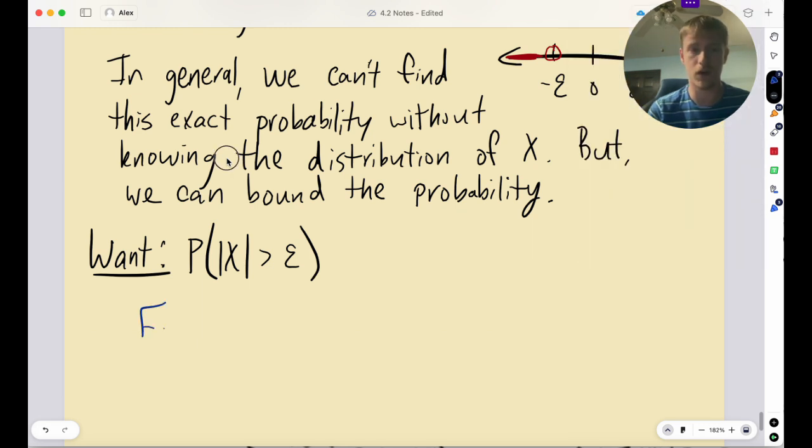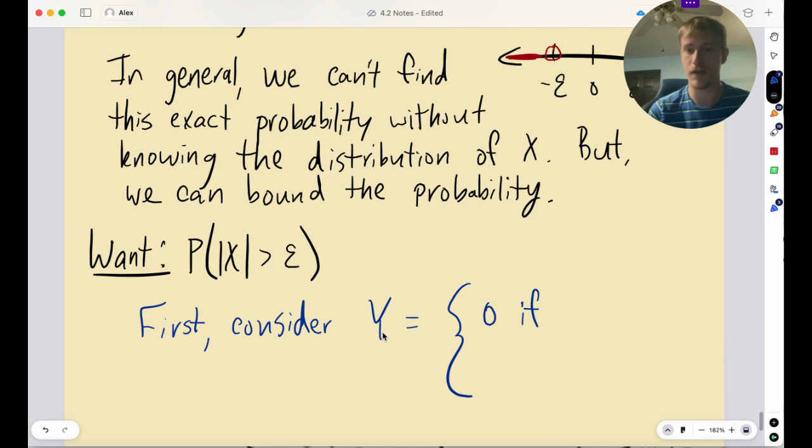Well, the first thing that we're going to do is consider the random variable y. I'm going to define that for you. It's going to be a piecewise function. We're going to let it be 0 if the magnitude of x is less than or equal to epsilon, and epsilon squared if the magnitude of x is greater than epsilon. So kind of a weird random variable.